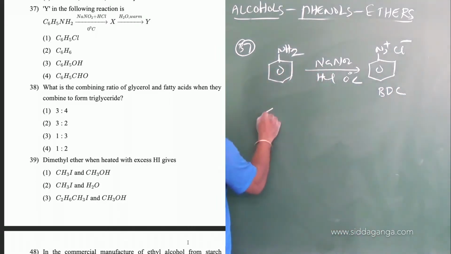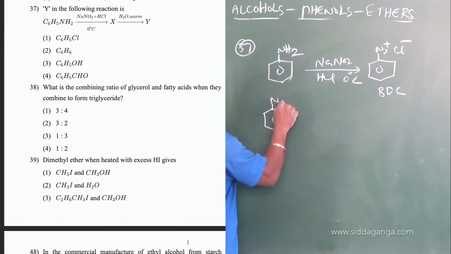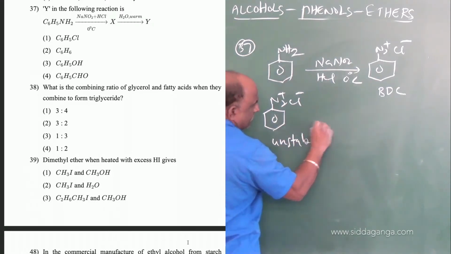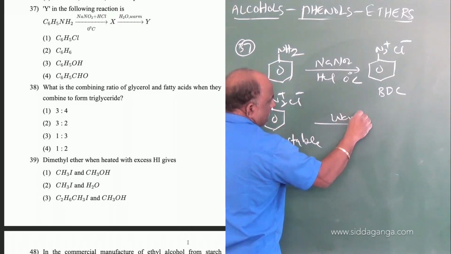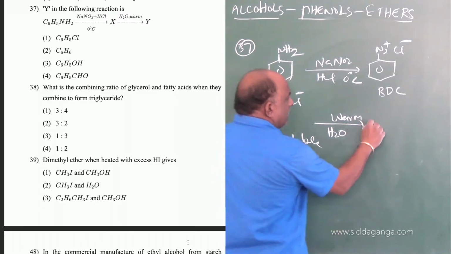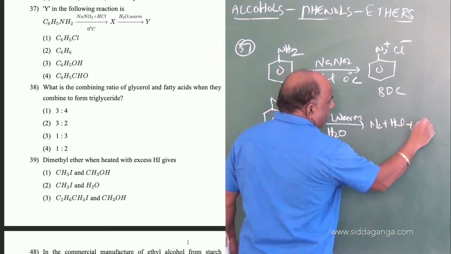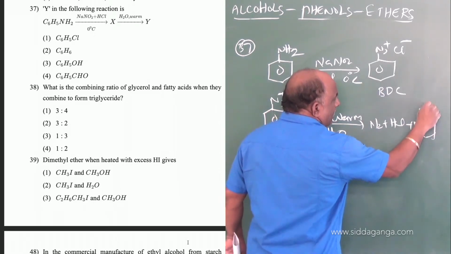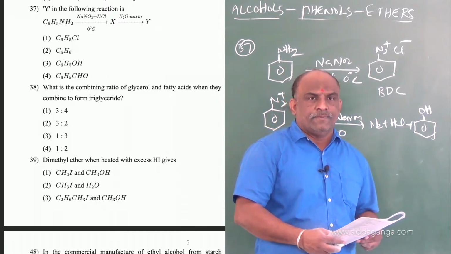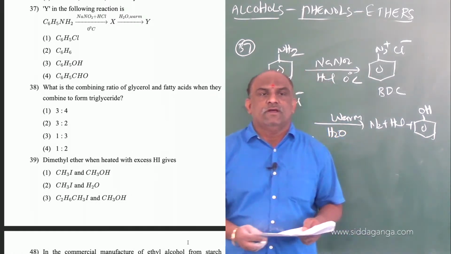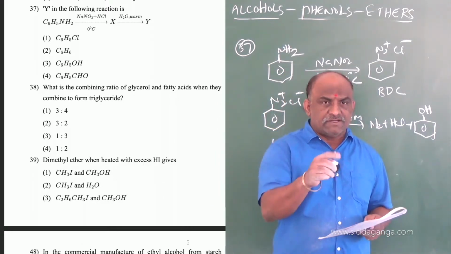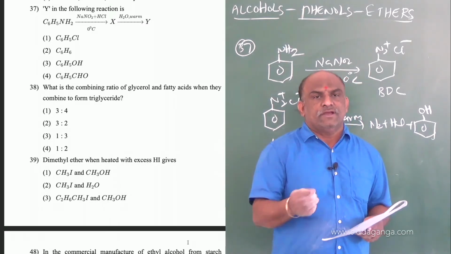This benzene diazonium chloride is an unstable compound, and you can just warm it. Warming means it captures water molecules and eliminates N2 and HCl, and the compound formed is phenol, which is the right answer. So see option number 3, phenol. Phenol is the right answer for question number 37. The first conversion is diazotization, and the second is a property of diazotization.